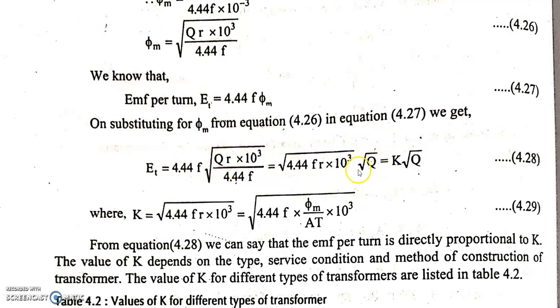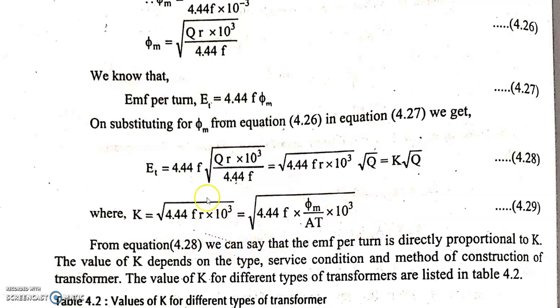So we are writing Q separately because EMF per turn now is going to be expressed in terms of kVA output of the transformer Q, and in terms of the ratio between specific magnetic loading and electric loading R. Okay, so we are writing as per our requirement. So we are taking out this Q separately, square root of Q we have taken. So the remaining parameters will be square root of 4.44 F into R into 10 to the power 3. So everything in this factor is constant here. Okay, so we are representing that as a constant K. So constant K is equal to square root of 4.44 F into R into 10 to the power 3.